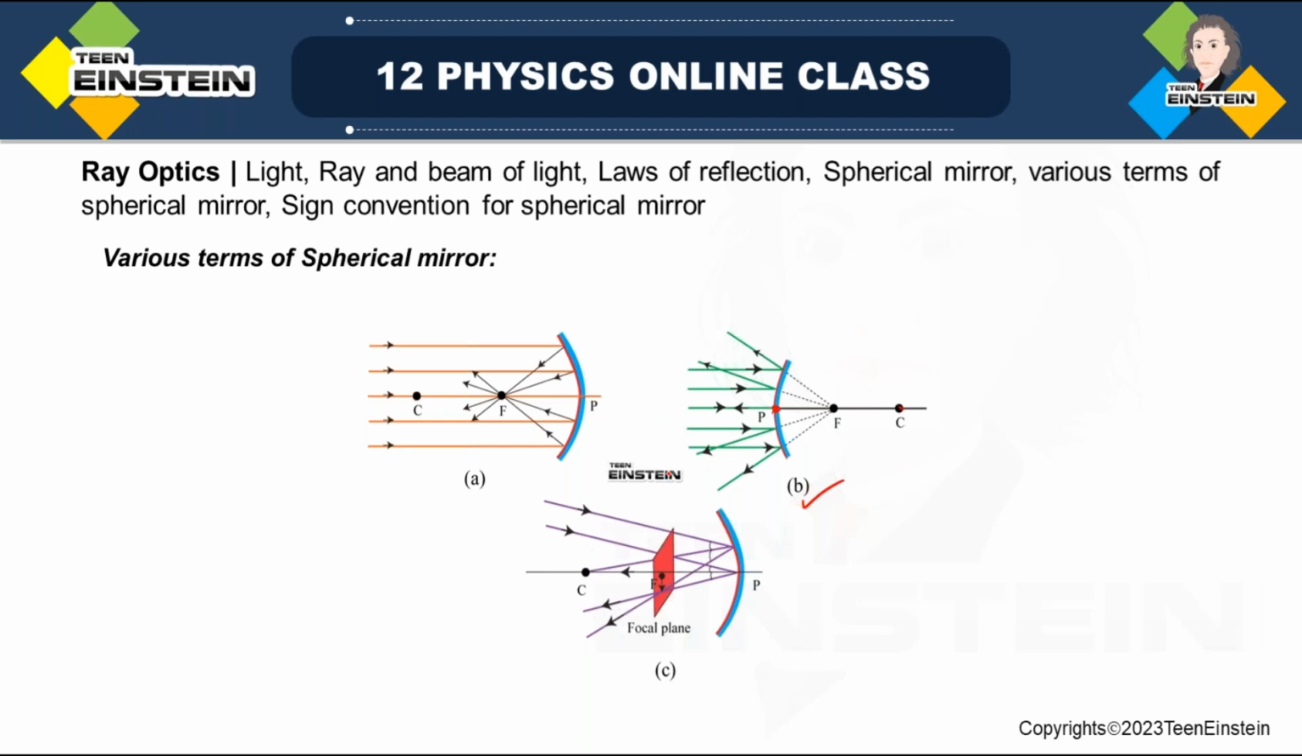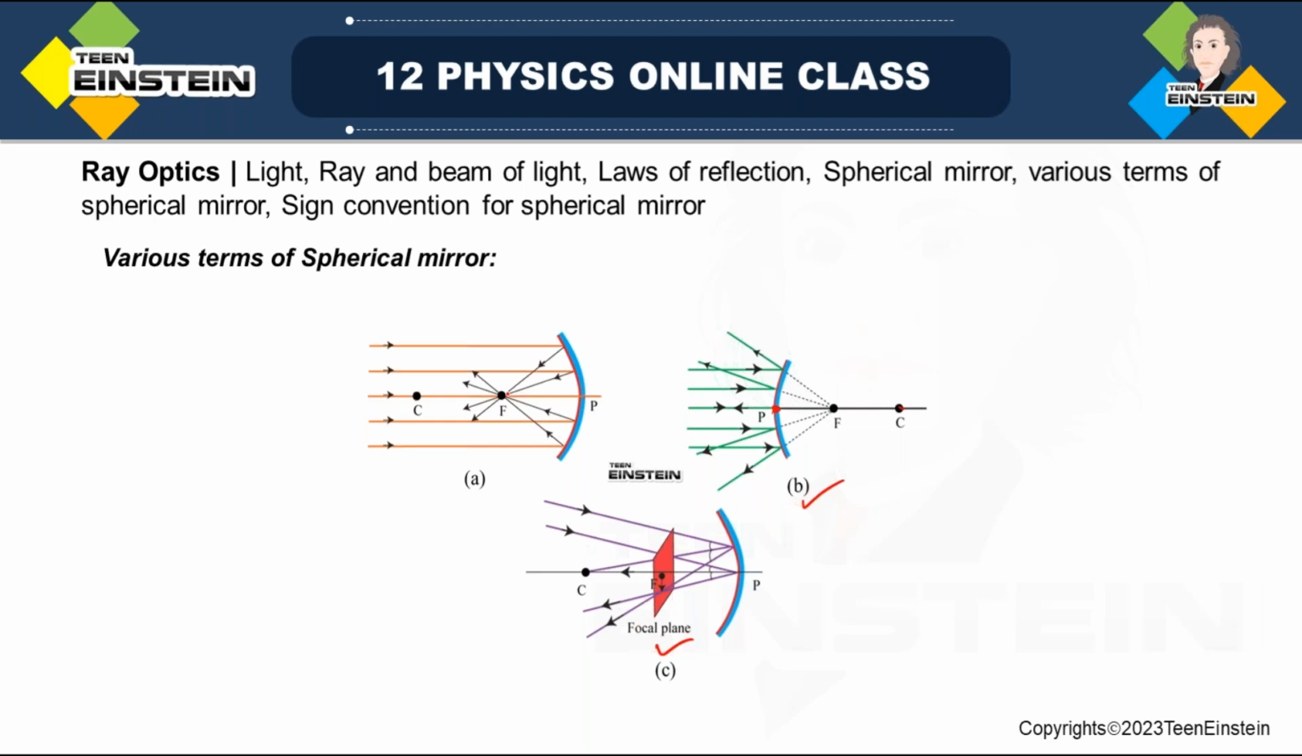What is focal plane? Focal plane is the plane which is passing through the focal point, or the focus, and it is perpendicular to the principal axis. You can see this is the focal plane shown here. So this is the plane perpendicular to the principal axis and passing through the focus.